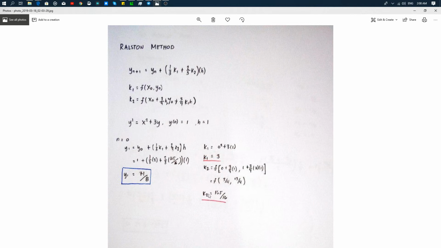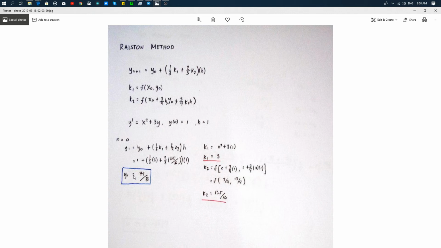So putting these two values into our main formula, we will get the answer 71 over 8, or nearly 8.875, for y sub 1 at our first iteration.